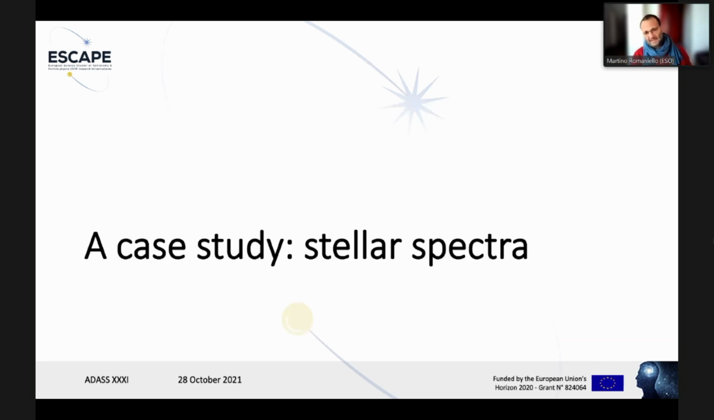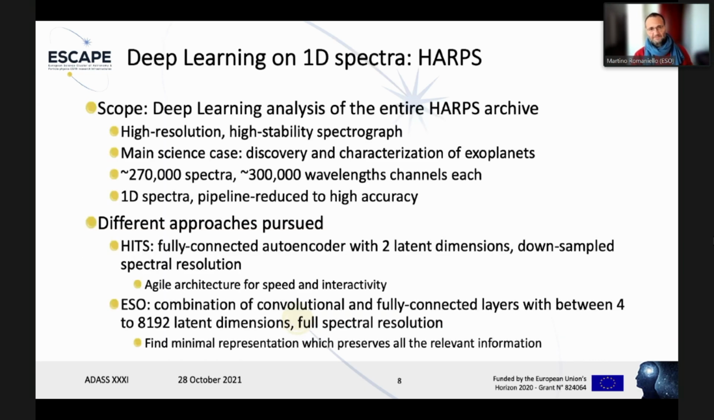And we started as a case study from stellar spectra. The instrument of choice was HARPS because it had a large archive of the order of 300,000 individual spectra, each with of the order of 300,000 wavelength channels. And we've done it in two ways. We've collaborated with HITS in Heidelberg with this. They chose a fully connected autoencoder with two latent dimensions.